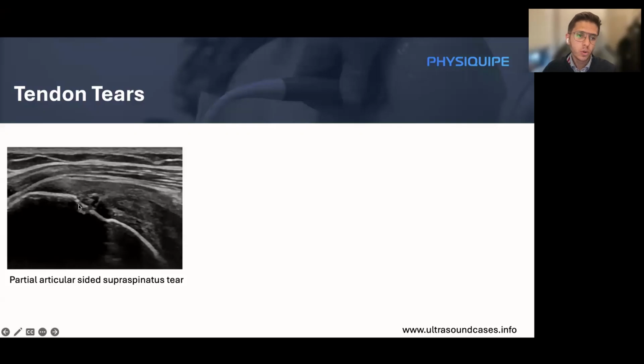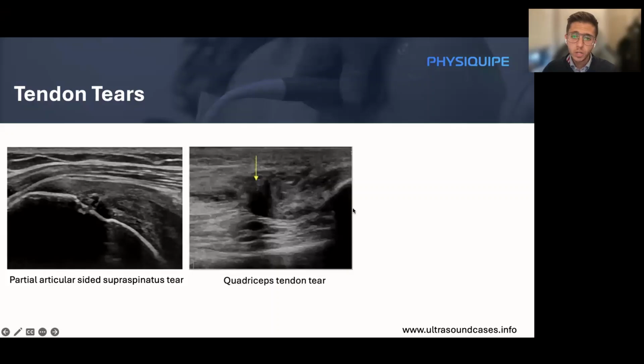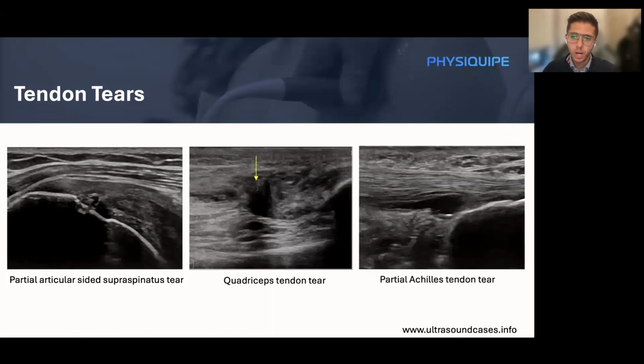And often when you see cortical irregularity in the humeral head, that is a surrogate marker that suggests you really should be looking for a tendon tear above it. Similarly, a quadriceps tendon here, so you have your kneecap, your patella here, and a quadriceps tendon. You should see nice fibers through here. And again, right down the middle, you can see a hypoechoic area that suggests a complete tear of the tendon.